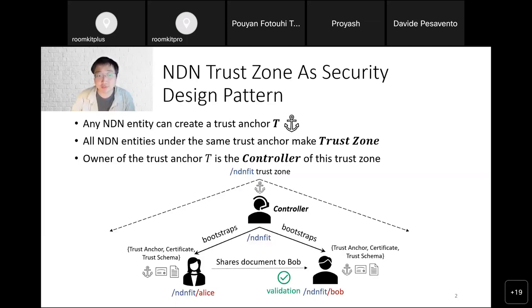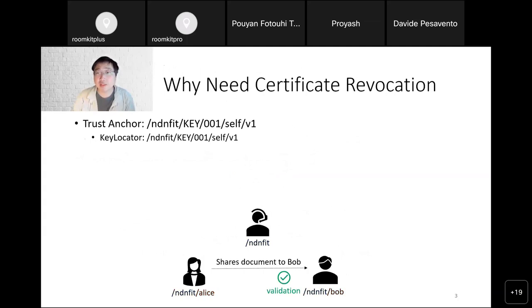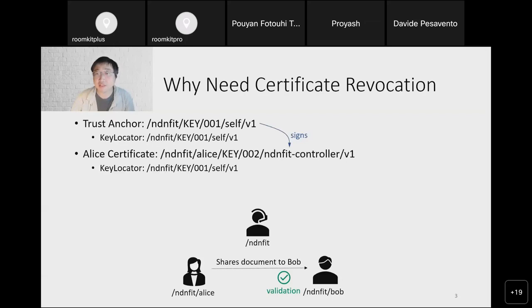In order to figure out how that validation step happens, we need to take a step back and look at how the data signing chain was derived in the first place. Here is the trust anchor: the self-signed certificate with KID 001 and version number 1, owned by the NDN feed controller. It assigns Alice certificate /NDN-feed/Alice under KID 002, setting the issuer component to be /NDN-feed/NDN-feed-controller, and the key locator points back to the trust anchor.